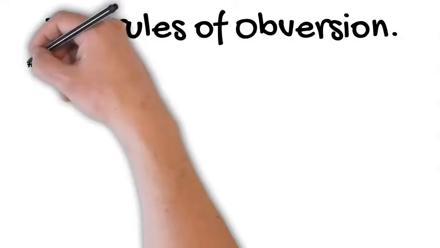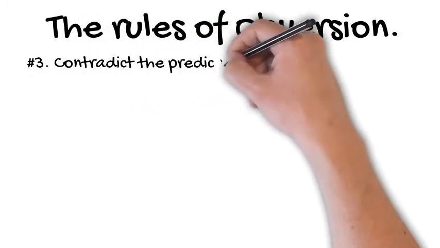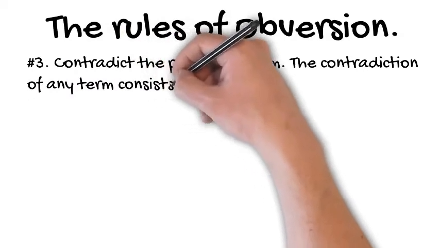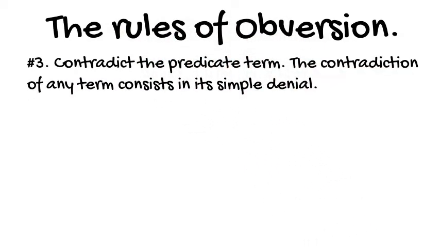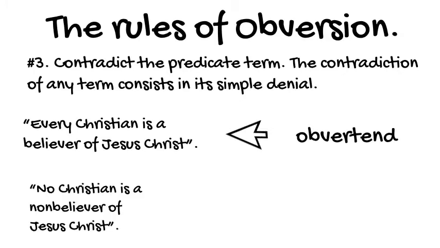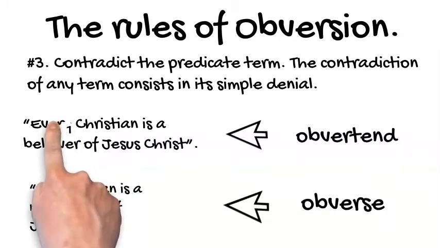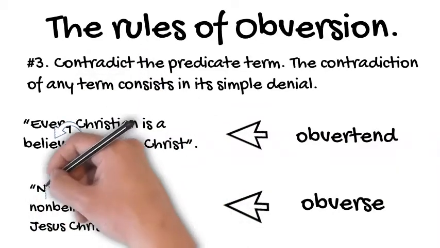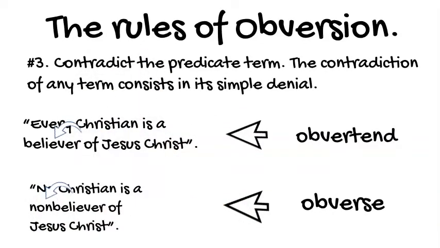Rule number 3: contradict the predicate term. The contradiction of any term consists in its simple denial. For example, the predicate term in the given proposition is the term believer. In our obverse, we contradict that by adding a prefix. That's why we have a predicate term non-believer.